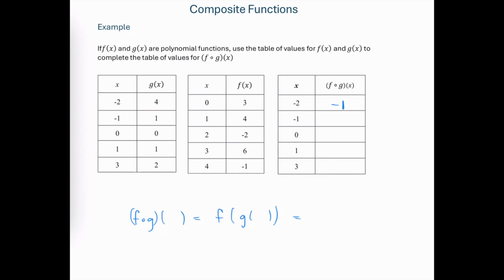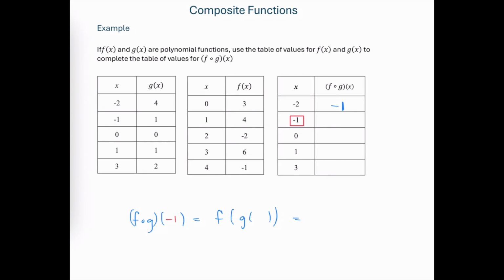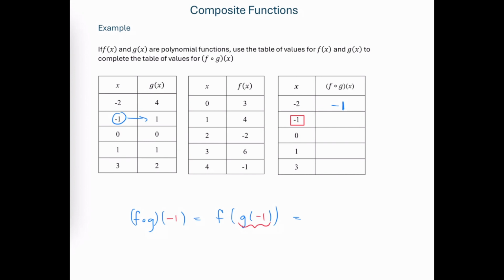So let's do that again. We'll now be plugging -1 into the f composed with g function. So to evaluate f composed with g of -1, we first plug -1 into the g function. So g operates on -1 first, and the output of g is going to be +1. So that +1 output of g becomes the input on the f function. So then we look for +1 on the f table and determine what its corresponding output is, which is 4, and that's going to be the output of the f composed with g function evaluated at -1.